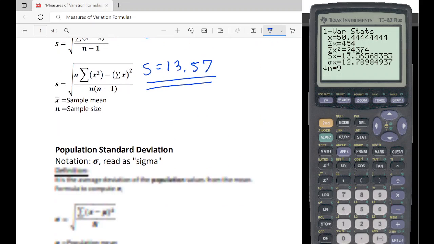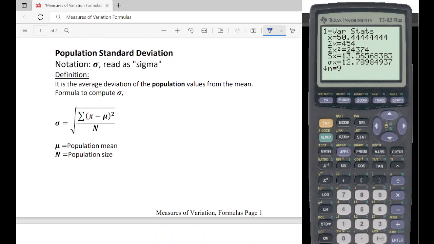So let's go on to the next one. This time it's the population standard deviation, and it's notated as the Greek letter sigma, the lowercase sigma, and it's just the average deviation of the population of values from the mean. Its formula is fairly similar to the first one above, except instead of x bar we have mu, and instead of little n we have capital N. But again, we're not going to use the formula, though you're welcome to if you want to. We're going to use our calculator, which again has already been done for us.